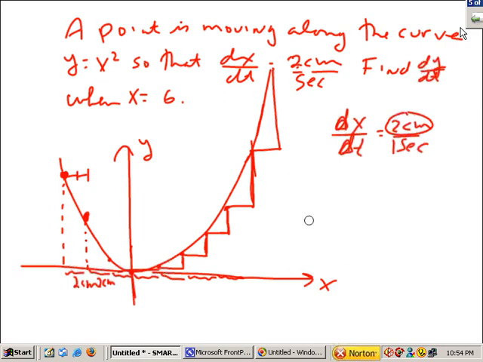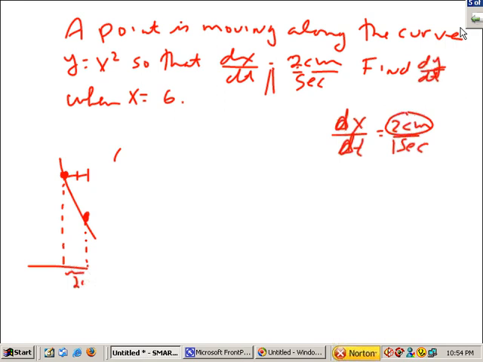So it's reasonable to ask, well, how fast is it going up? Well, that's not reasonable actually to ask, because I just said it's changing. It's not going up at a constant rate. But we can definitely ask how fast it is going up at a particular point. When x is 6, put the radar gun on it, and find out how fast it's going up.